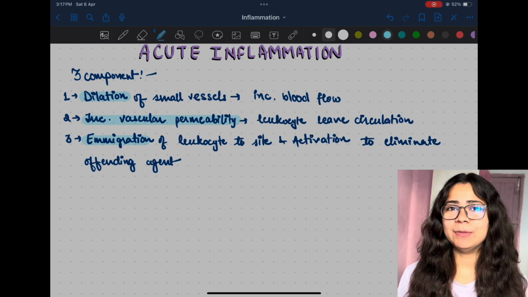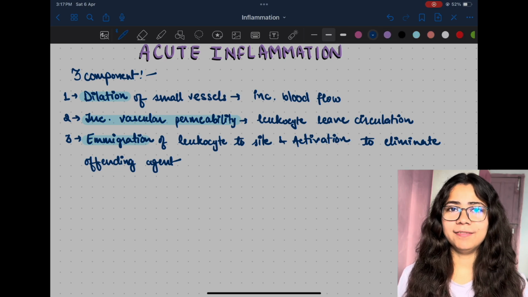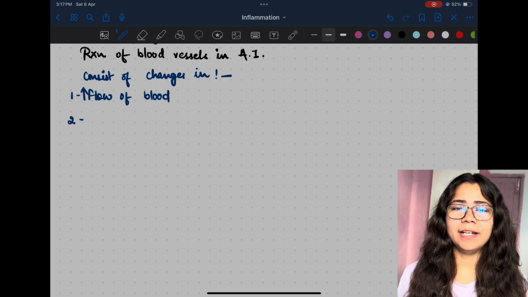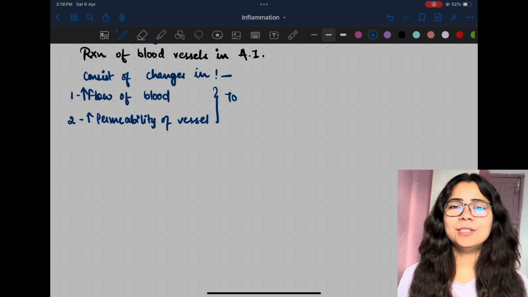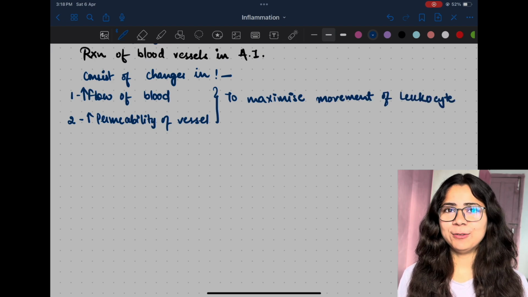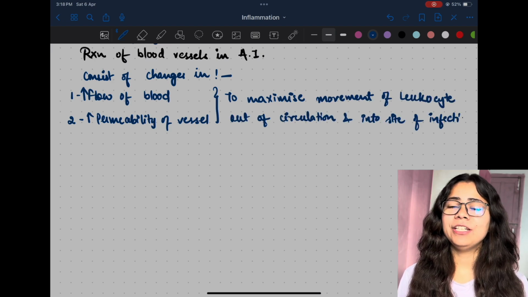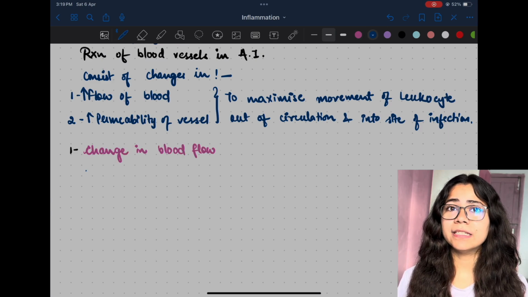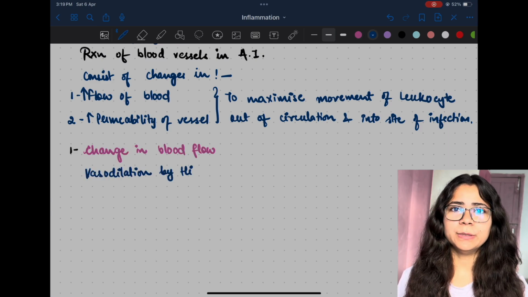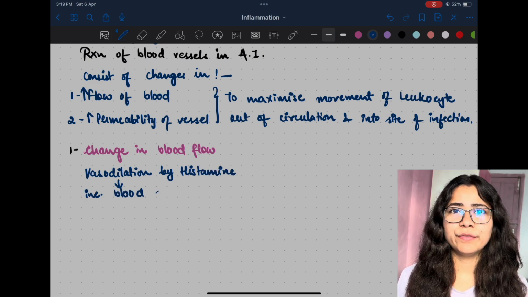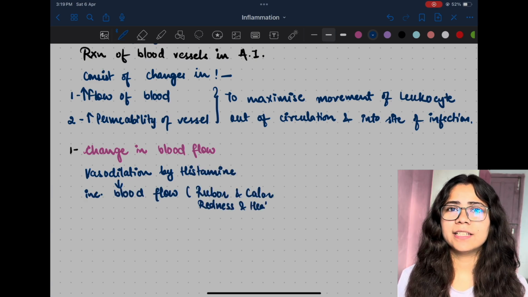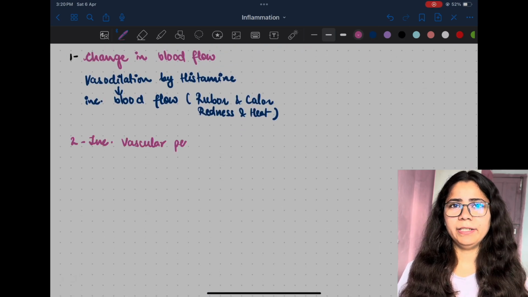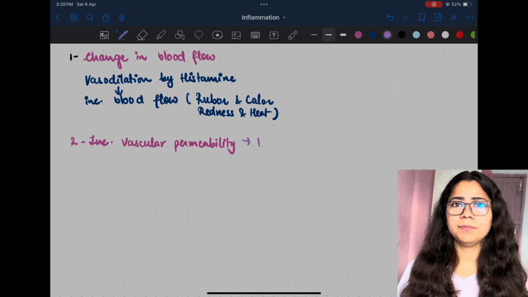So in acute inflammation, a major role is played by blood vessels. They will undergo some changes like increase in flow of blood and increase in vascular permeability. Both are increasing to maximize the movement of leukocytes out of the circulation and into the site of injury. Increased blood flow because of vasodilation is induced by histamine action on vascular smooth muscles. And this is also responsible for rubor and calor, that is redness and heat. Vasodilation is quickly followed by increase in vascular permeability, and this is the hallmark of acute inflammation.